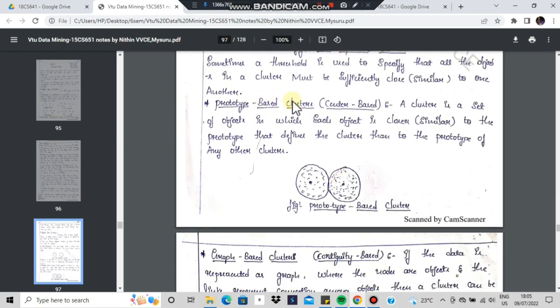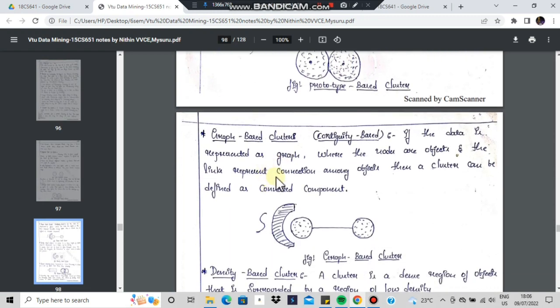Then we have prototype based, or center based, cluster. In the center based cluster, there will be a center for each cluster, and wherever the object is closer to, it will belong to that cluster. For example, if this point is closer to this center, it will be in this cluster. Then we have the next one, which is graph based cluster.